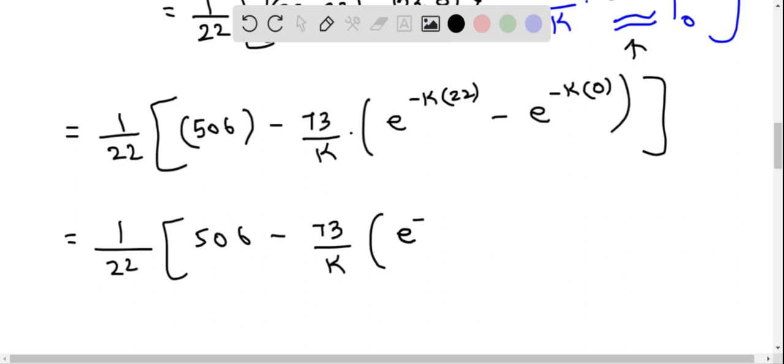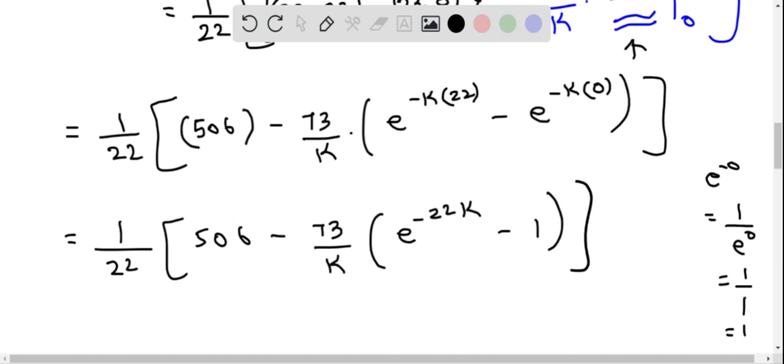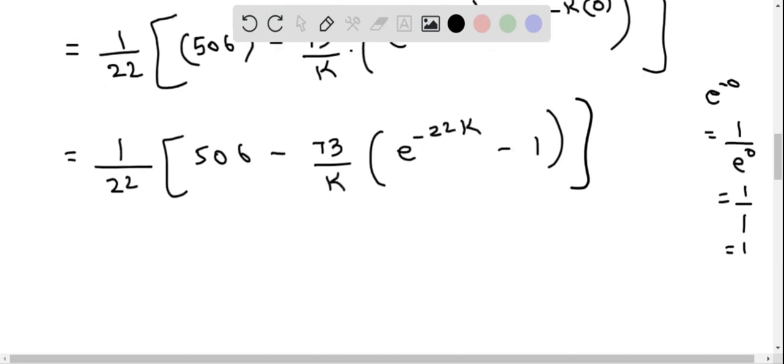This is equal to e raised to the power of minus 22k, minus, and this will become e raised to the power of negative 0. In fact, e raised to the power of negative 0, using the power rule, we can put as 1 over e raised to the power of 0, which is 1 over 1, which is equal to 1. So I can simply put minus negative 1 over here.